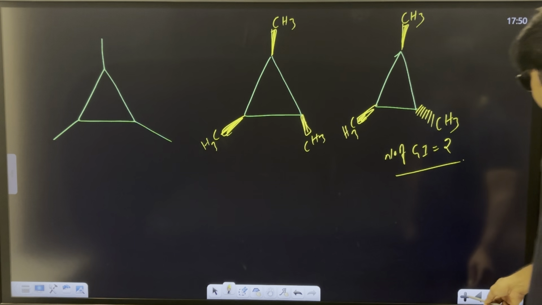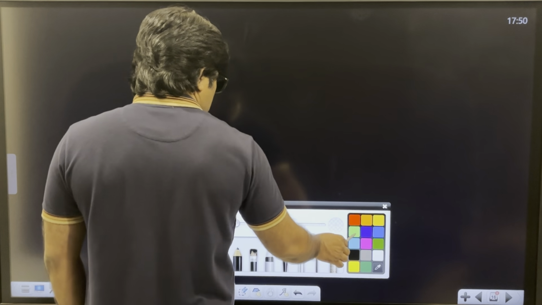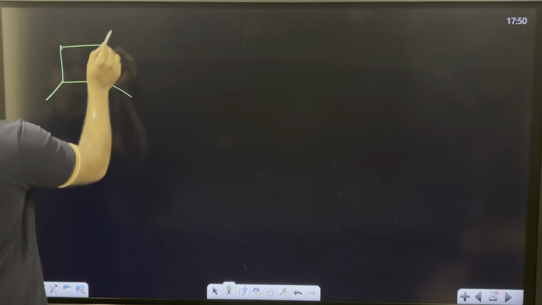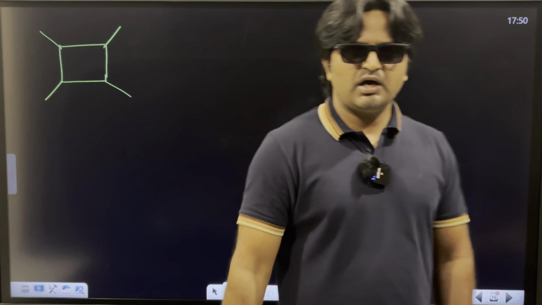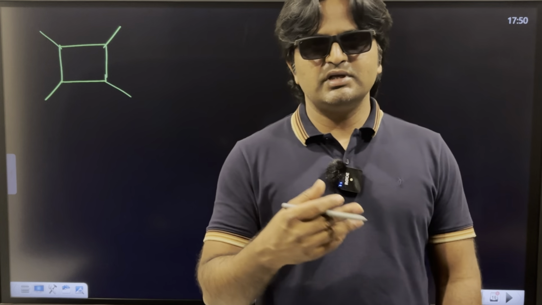Okay. Another very important example. I am trying to discuss all special cases. For example, a 4-member ring system is given, with methyl, methyl, methyl, methyl. Write all possible geometrical isomers of this given molecule, 1, 2, 3, 4 tetramethyl cyclobutane.